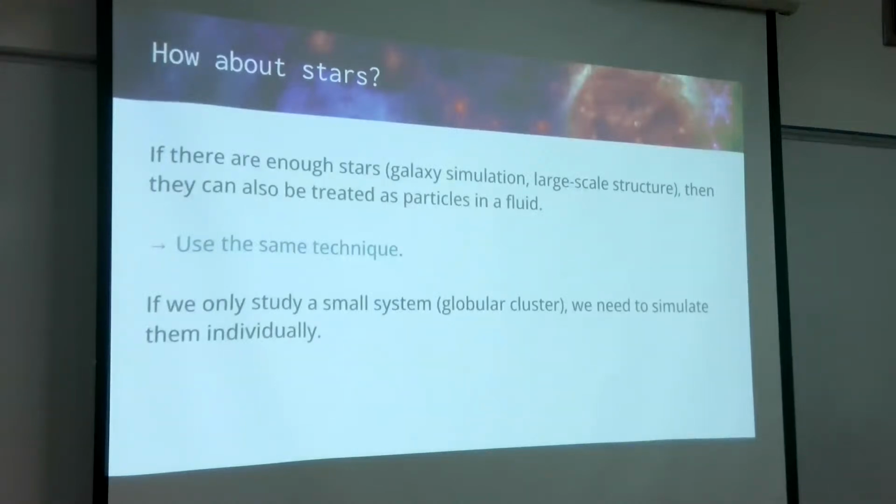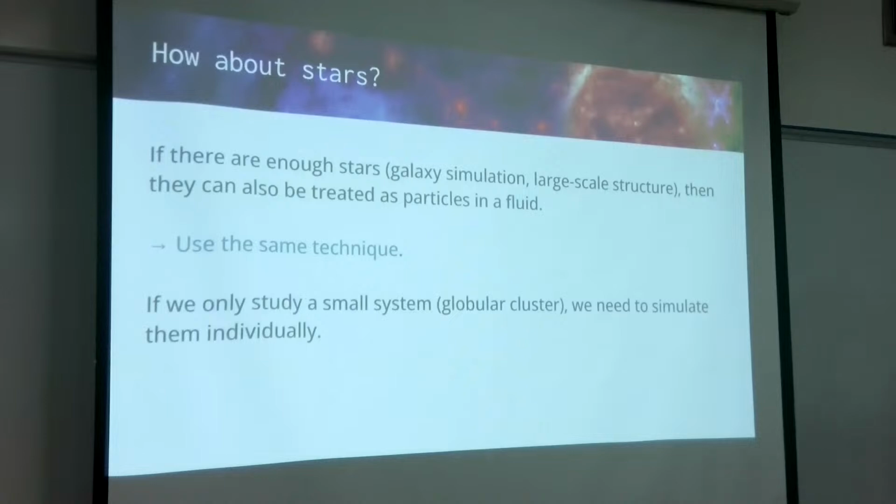Okay, how about stars? Stars, you can say, are not quite like Dirac particles. They're not 10 to the minus 57 solar masses. They are 1 solar mass. So they are sort of on the limits of what we should do with them. Should we treat them individually, or is there a fluid of stars?